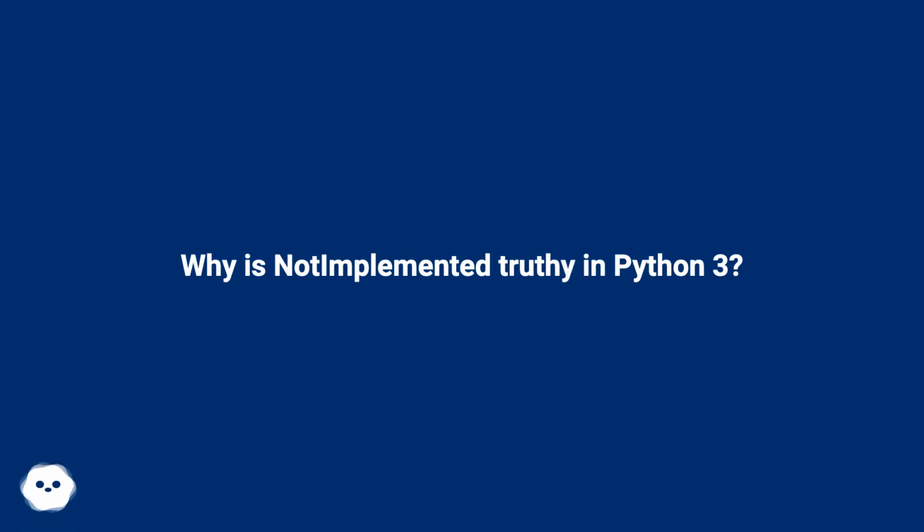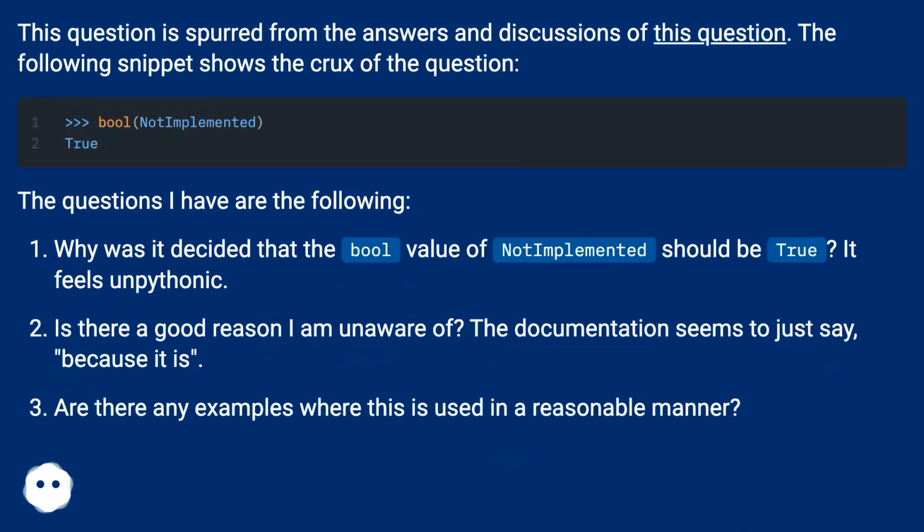Why is NotImplemented truthy in Python 3? This question is spurred from the answers and discussions of this question. The following snippet shows the crux of the question.